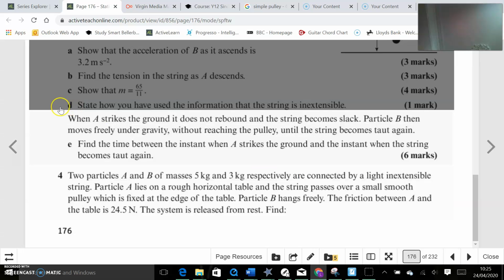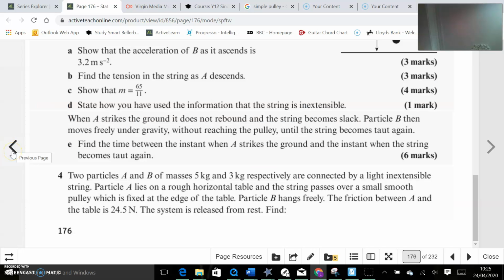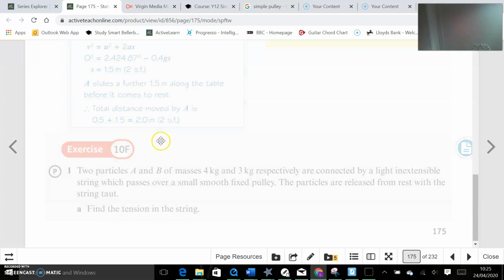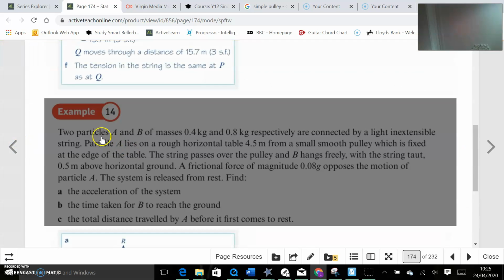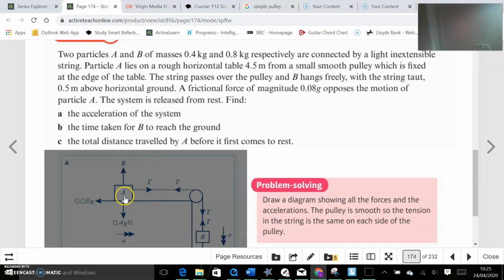and involves a particle similar to the question on page example 14, where you have one particle lying on a table and one hanging, and the string passes over the pulley at the edge of the table. Now this question I'll do in the next video. Okay, thank you.